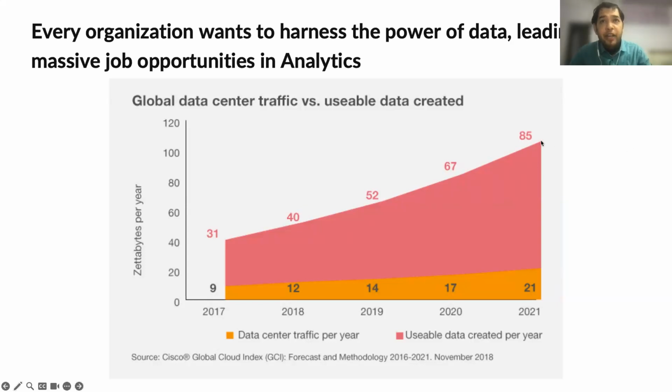This is the amount of data that is getting generated every year. 85 zettabytes per year is the amount of data that is getting generated. And the usable data, the data that we can use, is just 20. Can you imagine, still three times more data can be used, but it is not being used? The only reason is that there are not enough professionals. There are not enough data scientists. There are not enough people who understand how to work on the data. And that is the reason why we are yet to see the whole power of it.